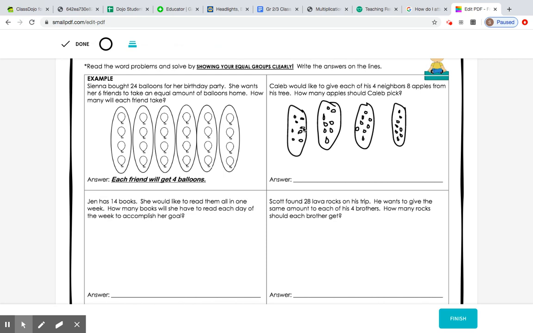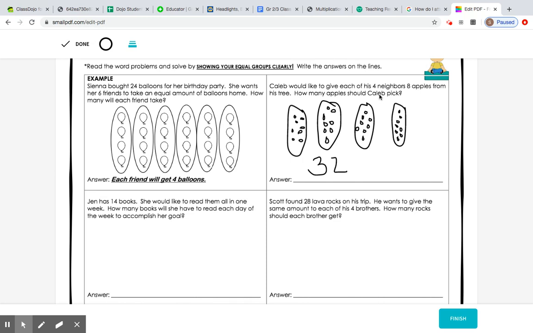1, 2, 3, 4, 5, 6, 7, 8, 9, 10, 11, 12, 13, 14, 15, 16, 17, 18, 19, 20, 21, 22, 23, 24, 25, 26, 27, 28, 29, 30, 31, 32. So my answer would be that Caleb would need to pick 32 apples so that he could give his 4 neighbors 8 apples each from his tree.